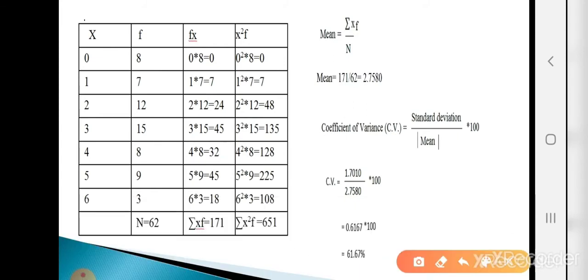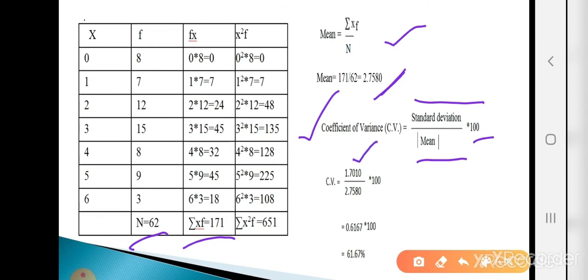Now calculate the coefficient of variance. What is the formula for calculating the coefficient of variance? The formula is standard deviation divided by mod of mean, that is the absolute value of mean, multiplied by 100. Here the standard deviation value is 1.7010. And what is the value of mean? Mean is calculated as summation x into f divided by capital N for group data. So what is summation x into f? Summation x into f value is 171, divided by capital N value, 62. So 171 divided by 62 is equal to 2.7580.